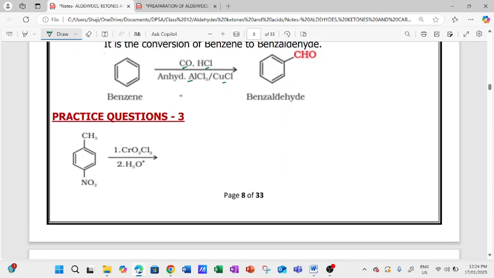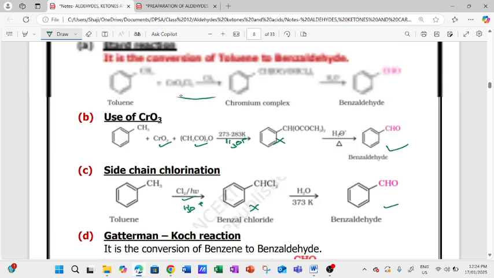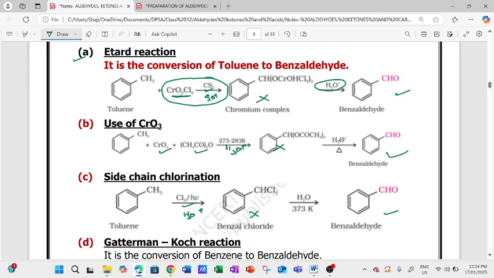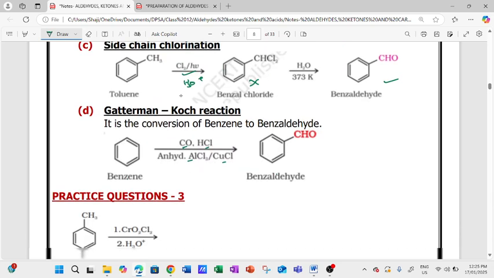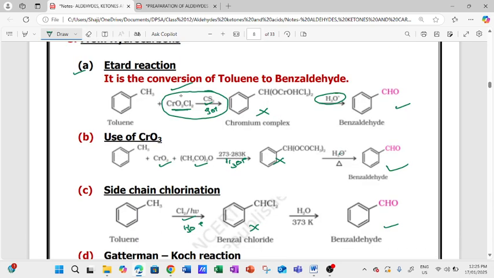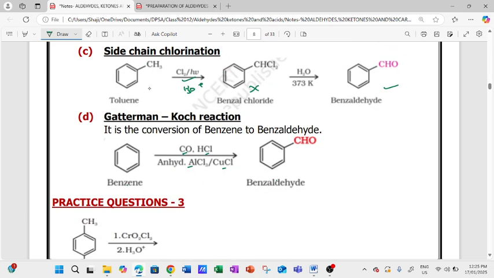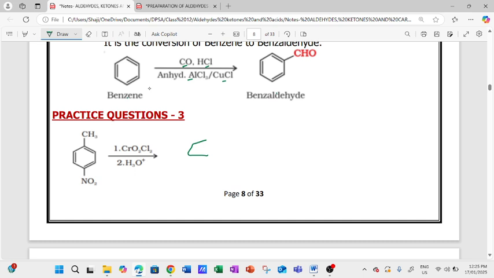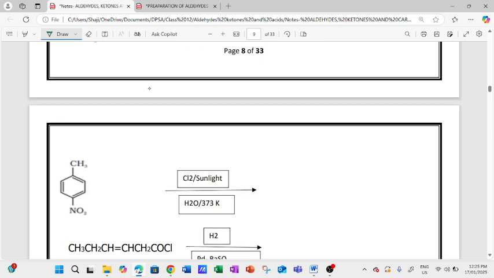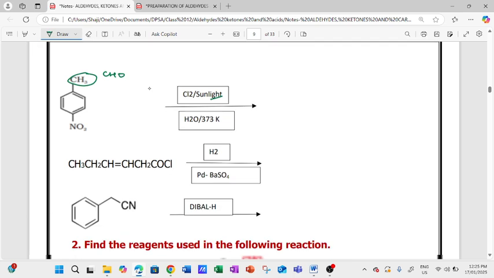See, by using chromyl chloride and hydrolysis, I said now, here the first preparation is the Étard reaction. In this Étard reaction, we are using chromyl chloride. Wherever CH3, alkyl group is there, that changes to aldehyde. So that change you understand and write the product. Here you will get the answer like benzene with NO2, no change. But that CH3 will change into CHO. Similarly, here also the CH3 will change into CHO because it is chlorination in presence of sunlight.